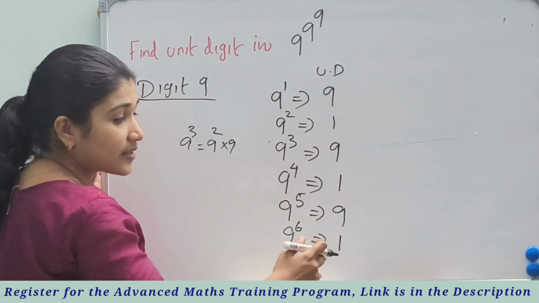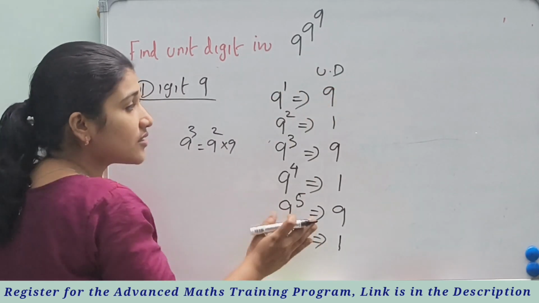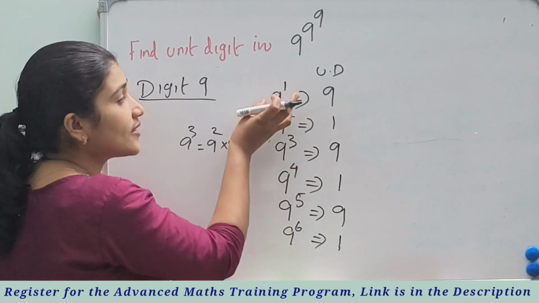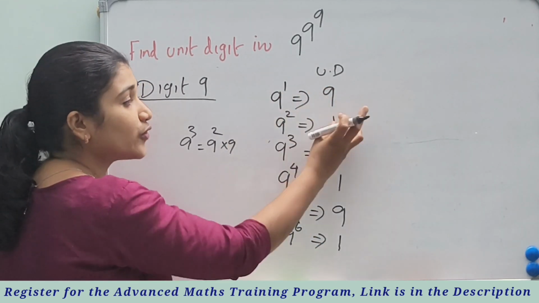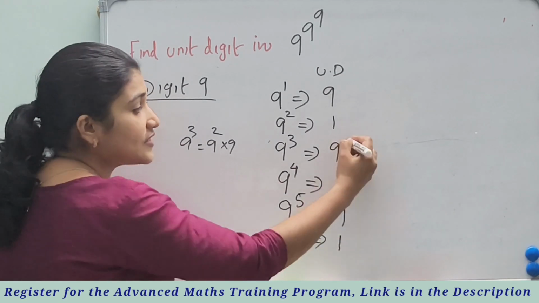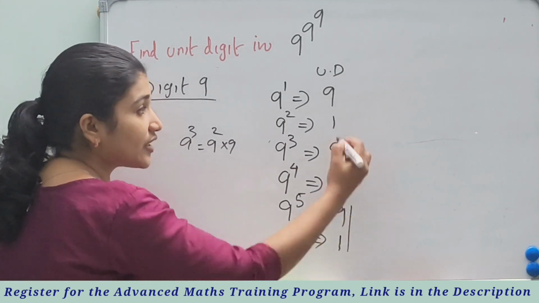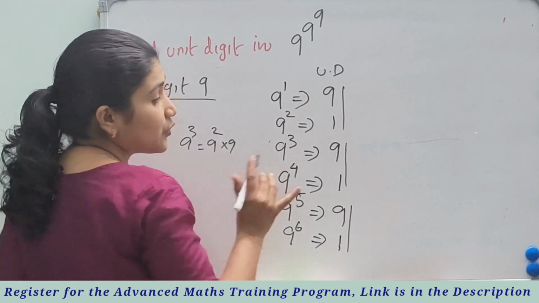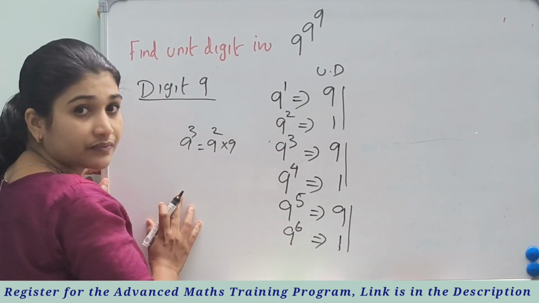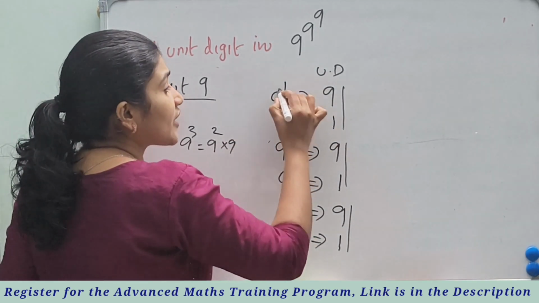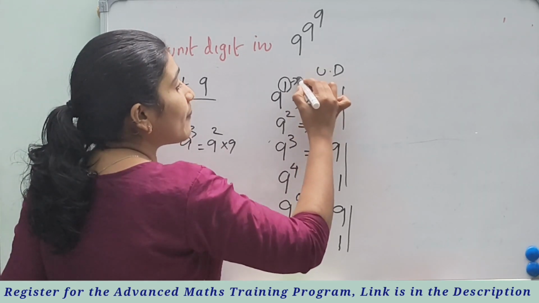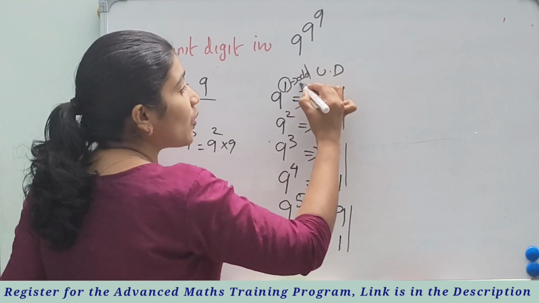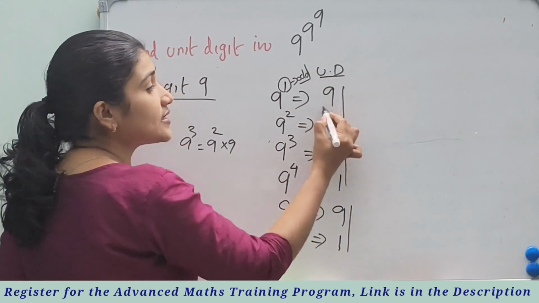Now you can see the pattern. Actually, if you know the concept, you just have to understand 9 raised to 1 gives 9, 9 square gives 1. So this will repeat: 9, 1, 9, 1, 9, 1. This will repeat, which means here you can see the pattern for 9. 9 raised to any odd number, the unit digit is 9.